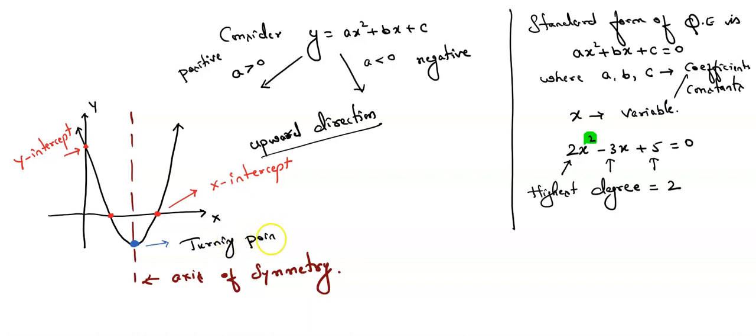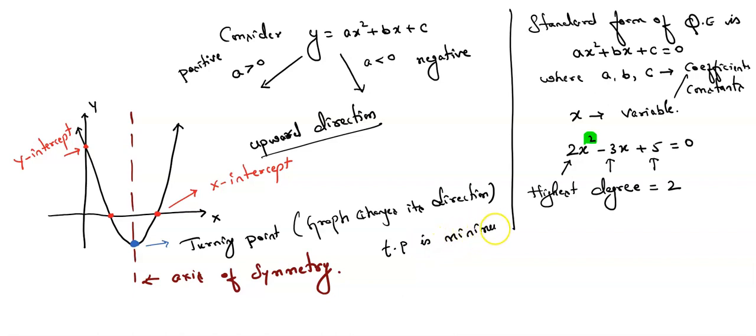So what is the turning point? The graph where it changes its direction, that we call the turning point. Remember, in this case the turning point is minimum. Here, if the graph is moving towards the upward direction, then we call the turning point minimum. If we get a curve in this way, the turning point is minimum.